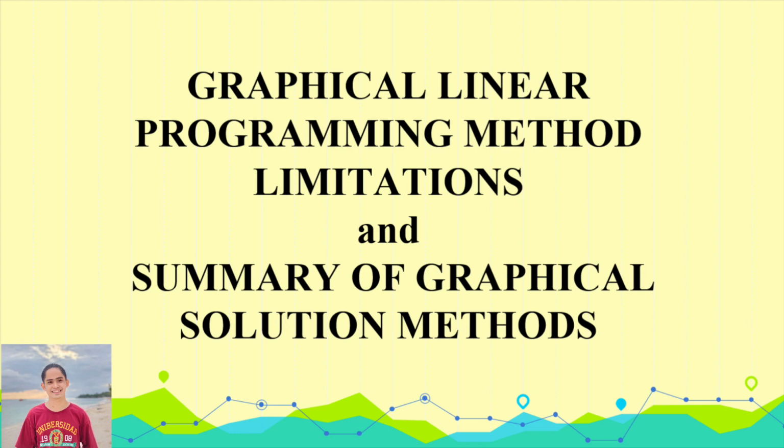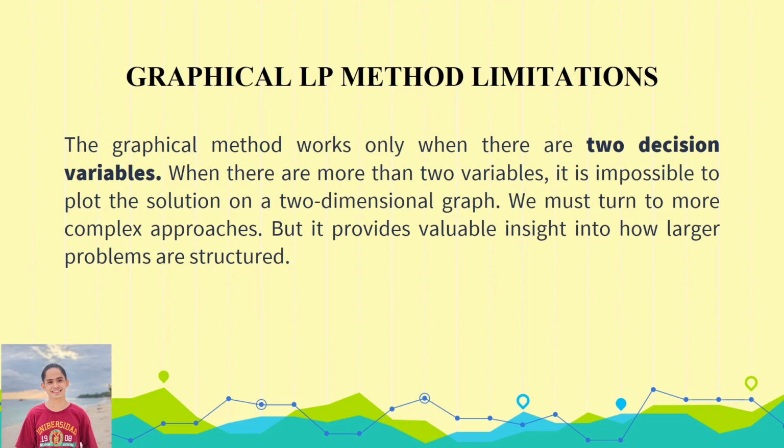For graphical linear programming method limitations, the graphical method works only when there are two decision variables. When there are more than two variables, it is impossible to plot the solution on a two-dimensional graph. The graph was usually plotted on the upper right corner, where all the positive numbers are located. For more than two variables, it results in more complex approaches, which provide valuable insight into how larger problems are structured, and which use more complex methods to solve.